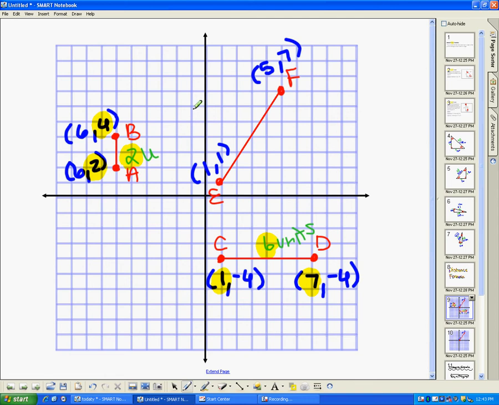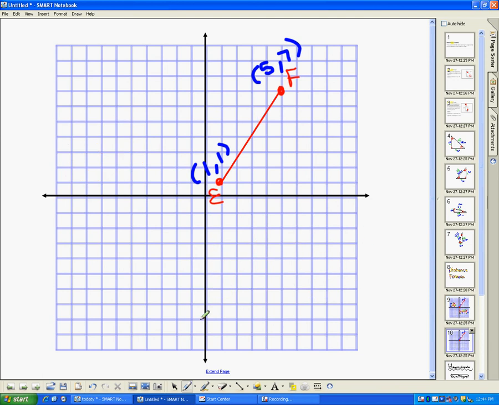Now the problem is when you have a pair of points like this, the distance between the x's is 4 and the distance between the y's is 6. So I can't say that the distance is 4, 6 or 6, 4. I can't do anything like that. So we're going to have to use what we talked about, the Pythagorean theorem.